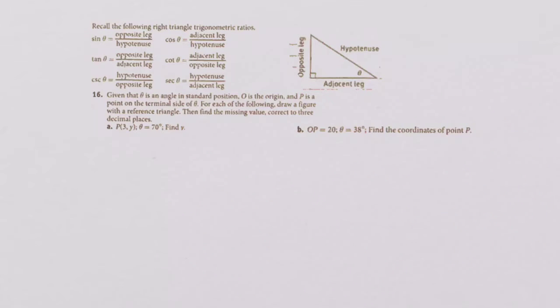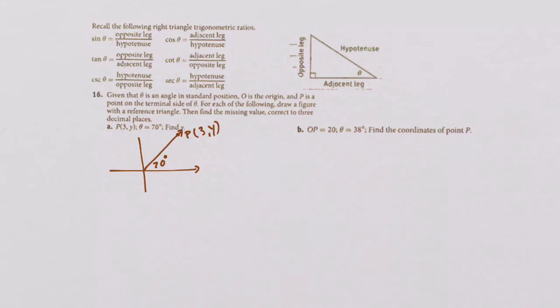If you look at 16A, they tell us that we need to draw an angle of 70 degrees. 70 degrees is positive, so we're going to be rotating counterclockwise, and it is going to be in quadrant 1. So I'm going to draw my angle in standard position, and this is 70 degrees here. Make sure you label it. From here, we need to find point P. We'll put point P right there. Point P is (3, y).